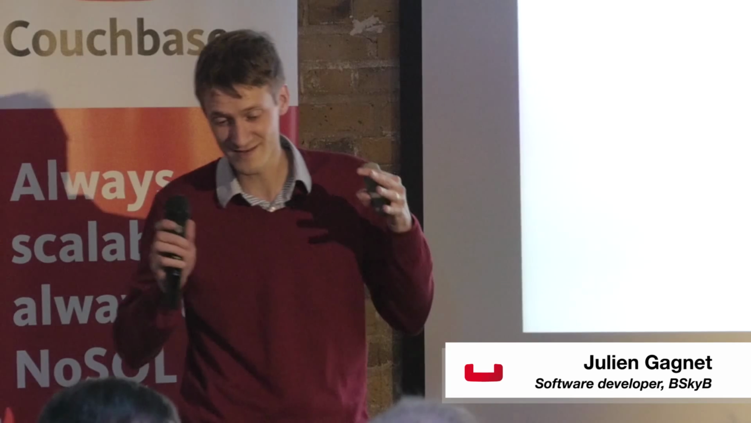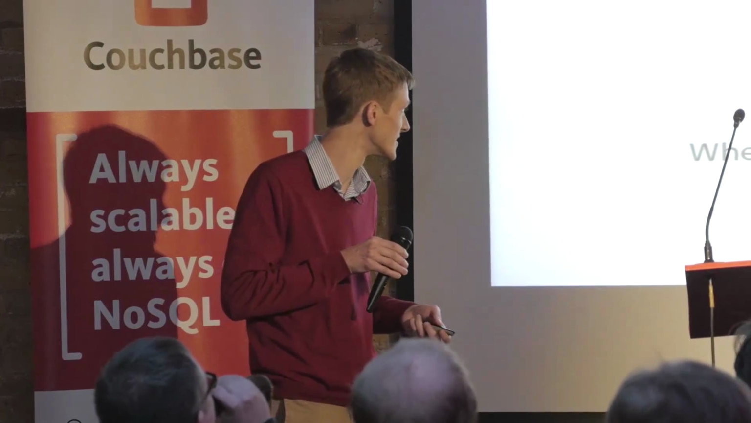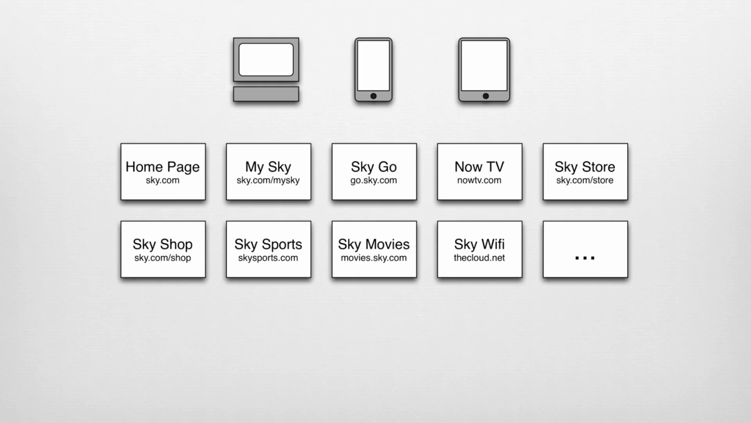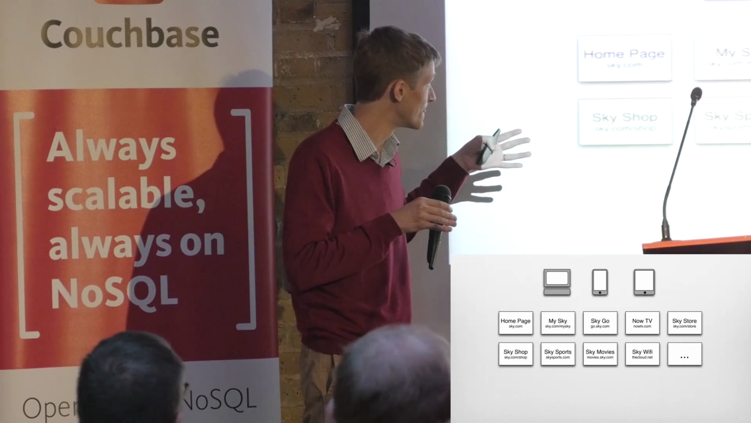The space aspect: there are a lot of components at Sky, so I'm going to drill down into where we're actually using it. The top row is devices. This is a laptop, a phone, a tablet. We do support quite a lot of devices: the PS3, the Xbox, connected TV, the Roku box. And for all those devices, we've got quite a few components that serve content.